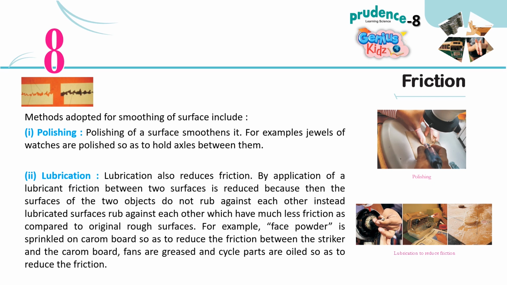2. Lubrication. Lubrication also reduces friction. By application of a lubricant, friction between two surfaces is reduced because then the surfaces of the two objects do not rub against each other. Instead, lubricated surfaces rub against each other, which have much less friction as compared to original rough surfaces. For example, face powder is sprinkled on a carom board so as to reduce the friction between the striker and the carom board. Fans and cycle parts are greased so as to reduce the friction.